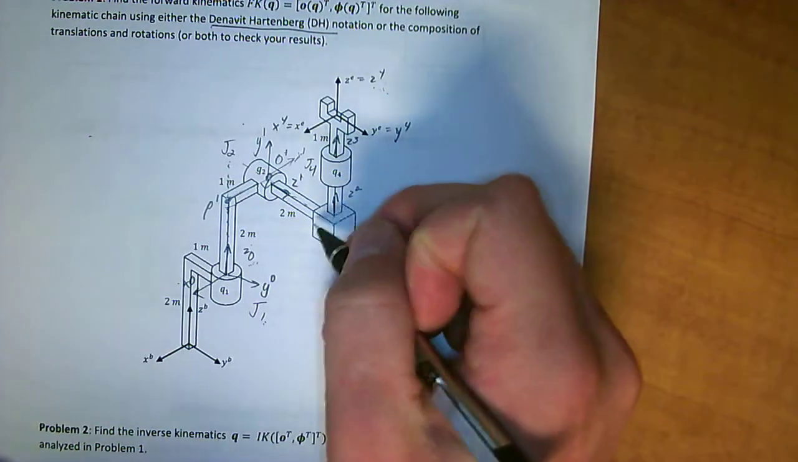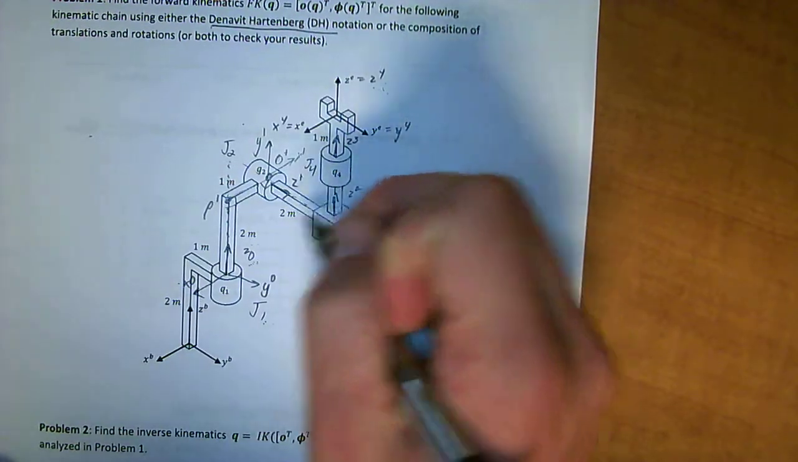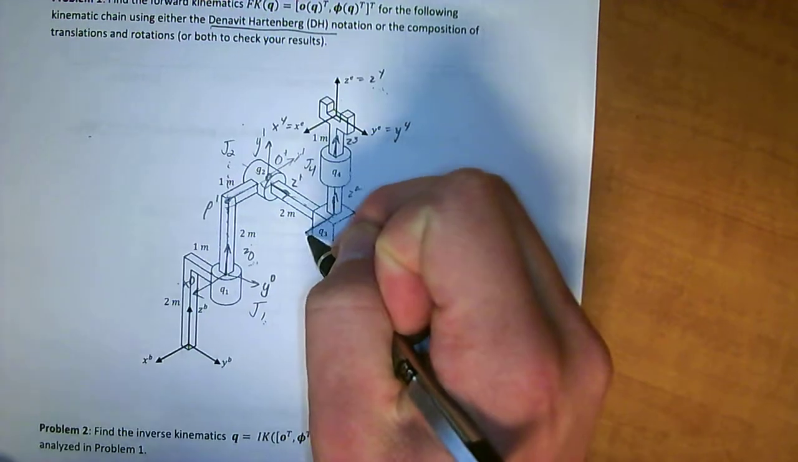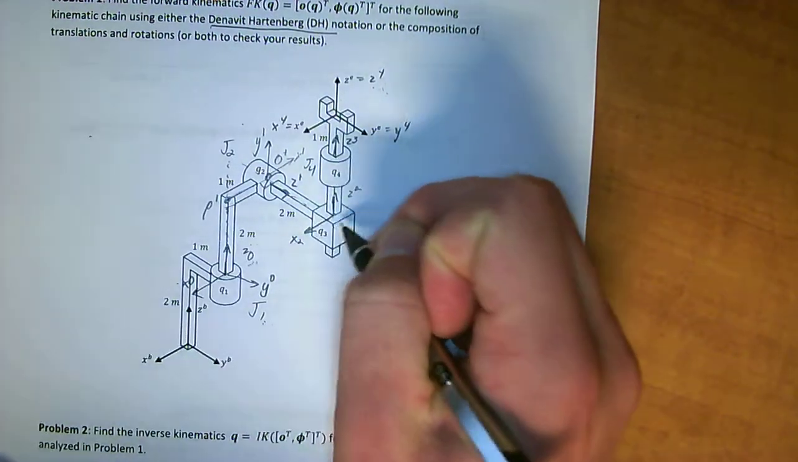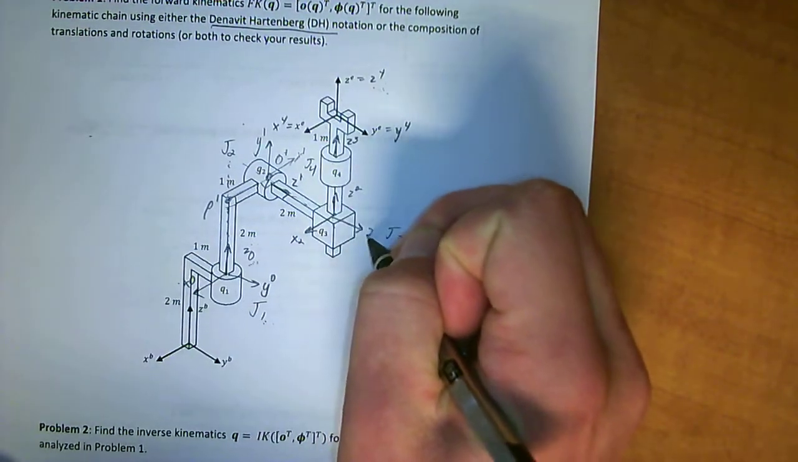So the common normal, this is going to be O1. And then since X is aligned with the common normal, which in this case is right here, X is going to go back here, so X1.